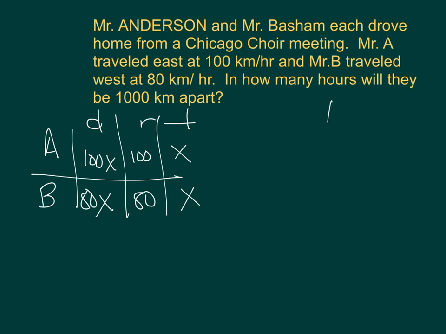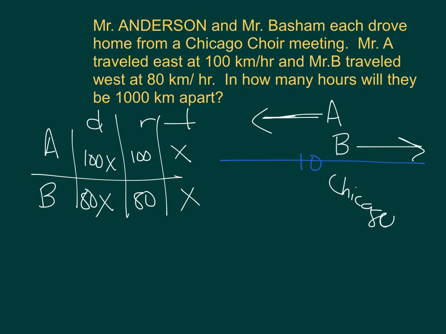Okay, now let's think about what's really happening here. We've got Mr. Anderson and Mr. Basham both starting out in Chicago. Mr. Anderson's going to go east and Mr. Basham's going to go west, so they're going in opposite directions. We want to know, when is their total distance 1,000 kilometers? So we'd have to add their distances. So we would have 100x plus 80x equals 1,000 kilometers. Whereas in the last problem, they were going in the same direction, so we subtracted them.